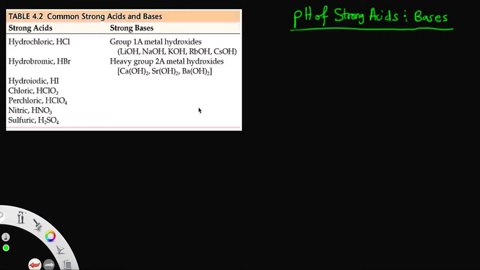So, just to name off a couple, you need to know hydrochloric acid, hydrobromic acid, hydroiodic acid. Chloric acid you may not need to know, but it is a strong acid nonetheless. Perchloric acid, nitric acid, sulfuric acid. A good way to remember a couple of these is that the hydrochloric, hydrobromic, and hydroiodic are all in the halogen family. It's pretty much the whole halogen family other than fluorine.